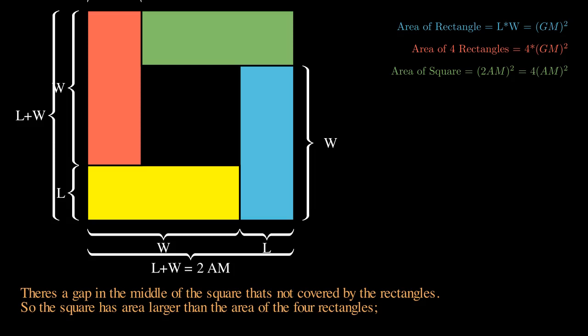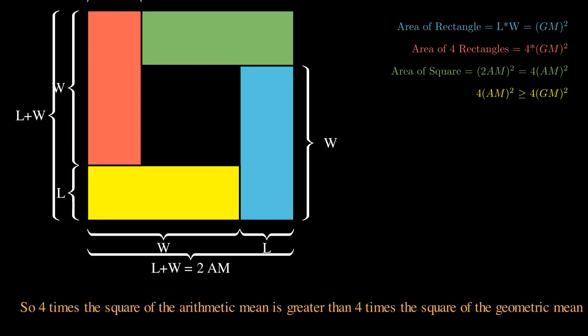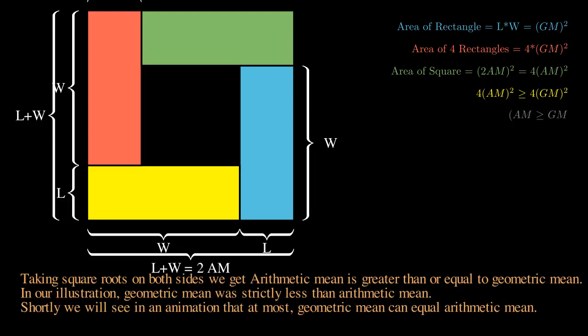There's a gap in the middle of the square that's not covered by the rectangles. So the square has area larger than the area of the 4 rectangles. So 4 times the square of the arithmetic mean is greater than 4 times the square of the geometric mean. Taking square roots on both sides, we get arithmetic mean is greater than or equal to geometric mean. In our illustration, geometric mean was strictly less than arithmetic mean. Shortly we will see in an animation that at most, geometric mean can equal arithmetic mean.